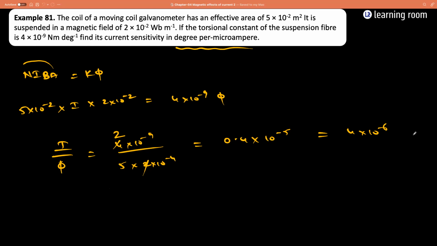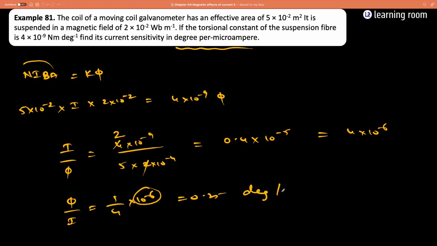Current sensitivity should be the reciprocal. Sorry, 5 by I is the figure of merit. So the current sensitivity is I by 5. So 5 by I will be equal to 1 by 4 into 10 power minus 6, which is 0.25. This 10 power minus 6 falls under micro only, no? So 0.25 degree per microampere.